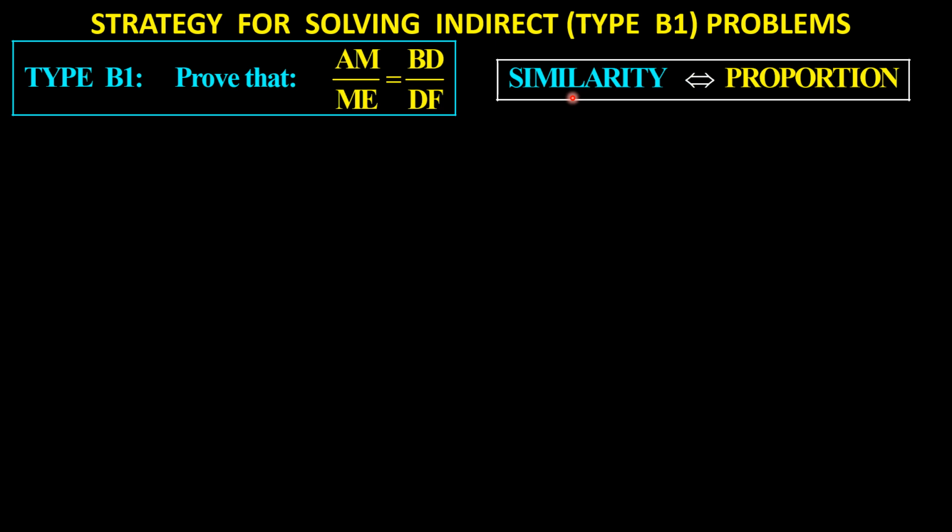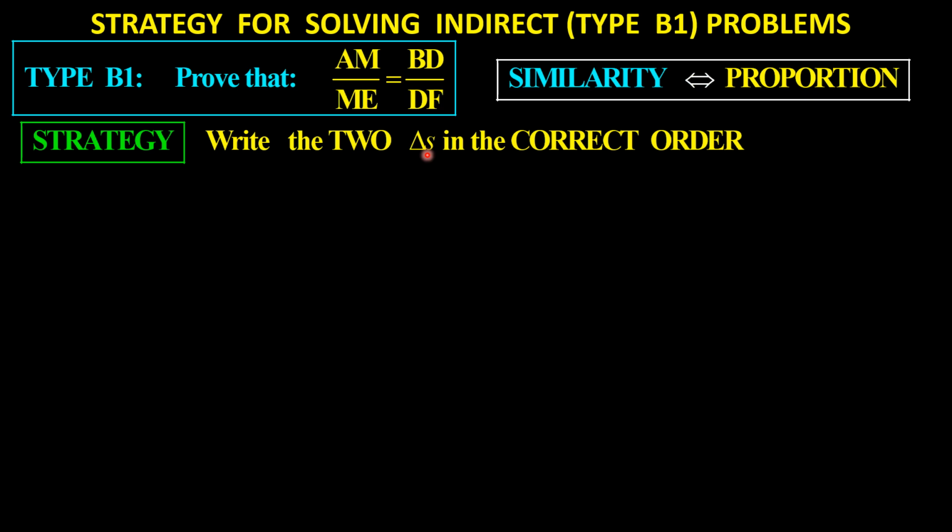And when we have similar triangles, we also need to know that the order of the labeling of the triangle is essential. So I want to show you a strategy, from the proportion that you want to prove, for how we can identify the two triangles and at the same time write down the triangles in the correct order. Right? So let's see. So our strategy here is to identify two triangles, but at the same time, the triangle labeling must be in the correct order. So there we've got a proportion, and what do we know about a proportion?